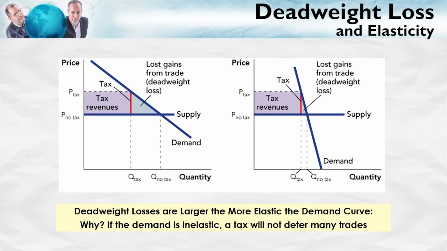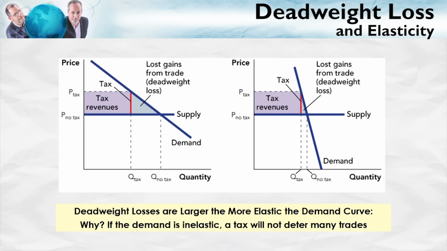So if we have a choice, which good do we want to tax? Well, pretty clearly we want to tax the good with the inelastic demand, because the deadweight losses, the lost gains from trade, are much smaller over here than they are over here. So the tax on the good with the elastic demand is creating a lot of waste in order to get this revenue. Over here, the tax on the good with the inelastic demand, there's only a little bit of waste for the same amount of revenue.